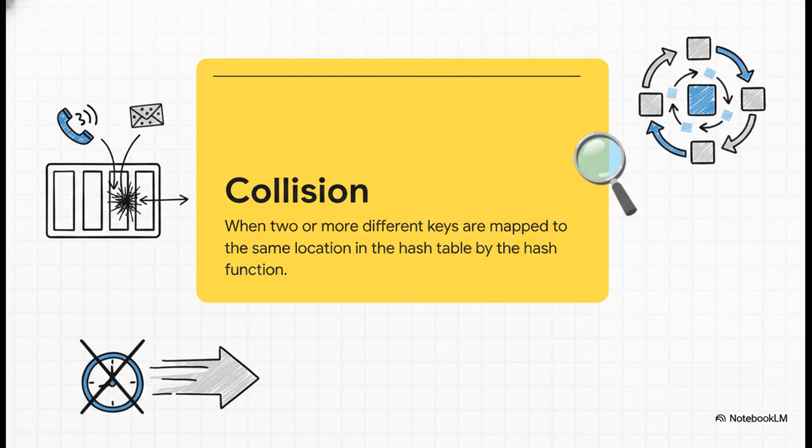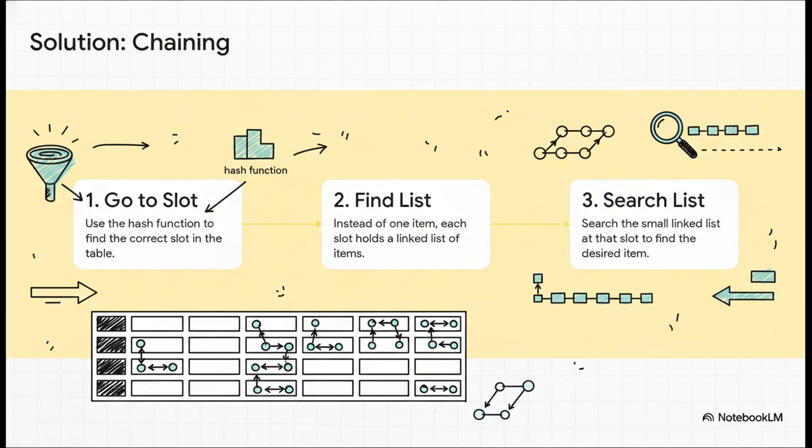So how do we deal with this without slowing the whole system down? Well, the most common solution is actually really simple and elegant. It's called chaining. The idea is, instead of storing just one item in each slot, we store a little list. So, when a collision happens, and two items want to go to the same spot, no problem. We just add the new item to the little list that's already there. The hash function still gets us to the right tiny neighborhood in an instant, and then we just have to do a quick search through a super short list of maybe 2 or 3 items. It keeps the whole thing incredibly fast.